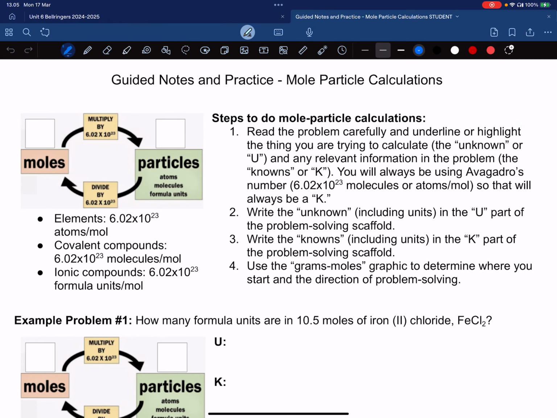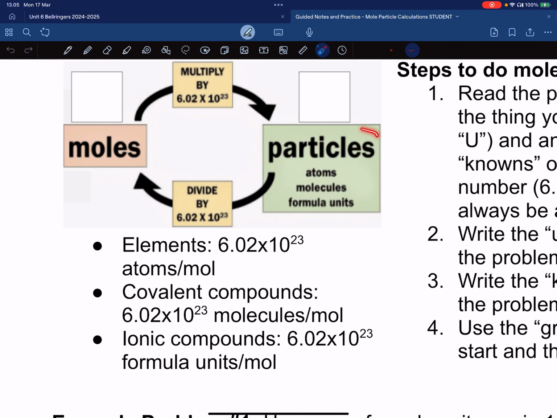All right, folks, so now we're looking at our final conversion for this unit, the conversion between moles and particles. Now, one of the first things you need to realize is that the type of particle that you have depends on the type of compound that you have, okay? So if you have an element, then we're going to call it atoms. So for example, if you have calcium, or you have iron, or you have neon, then there will be 6.02 times 10 to the 23rd, Avogadro's number, atoms per mole.